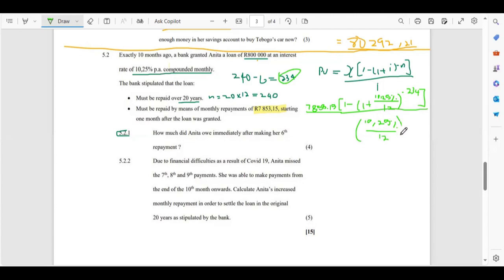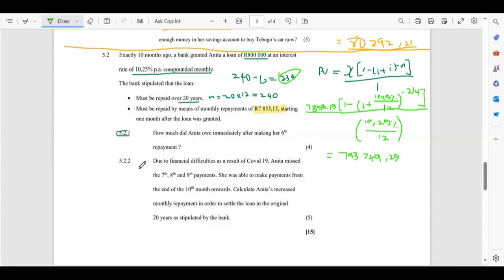All right. Now, if I punch this into my calculator, I would find out that the amount that Anita is owing after making her sixth repayment is equal to 793,749.25. This is the amount she owes.